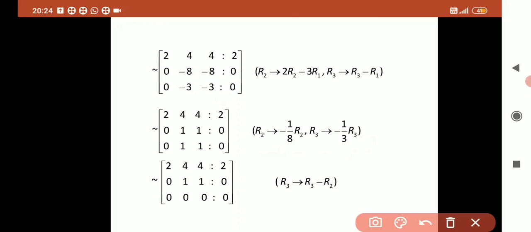Then we can make here third row 0 by applying row operations. So that is R3 changes to R3 minus R2. Here we have these two rows are same. So if you just subtract these two rows, you will get here R3 changes to R3 minus R2. You will get 0, 0, because here 1 minus 1 is 0, 0 minus 0 is also equals to 0. Like this you will get this matrix.